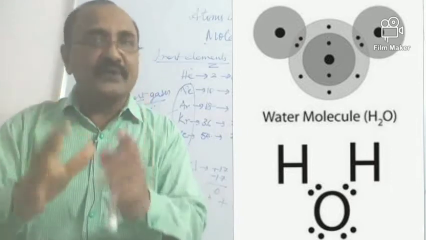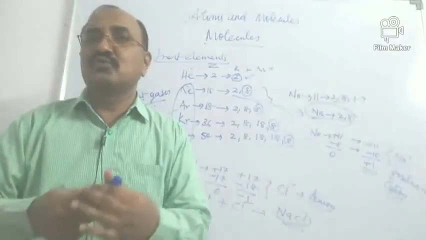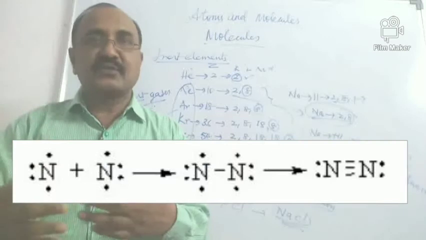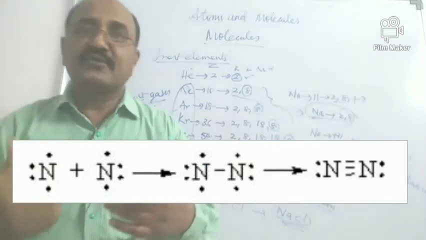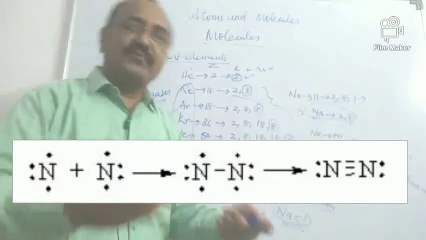So we will now move to the types of molecules, children: molecules of elements and molecules of compounds. How are these formed? That is what we will try to understand.